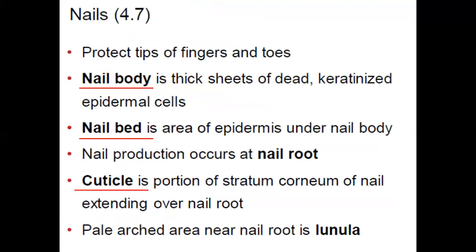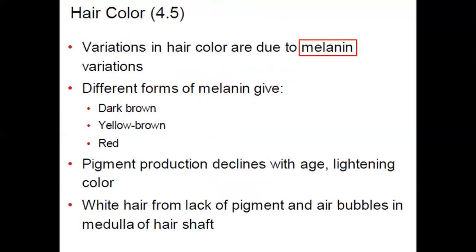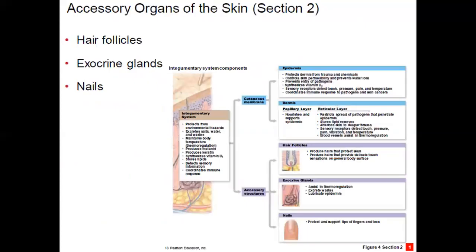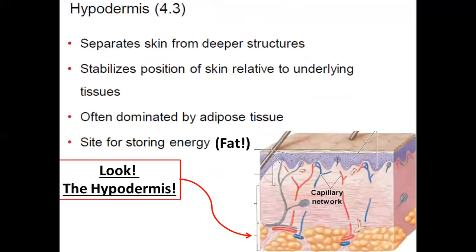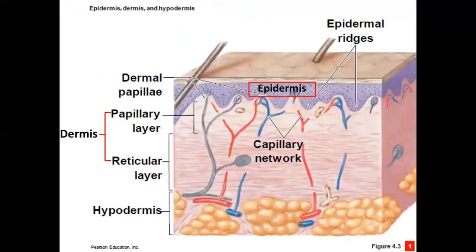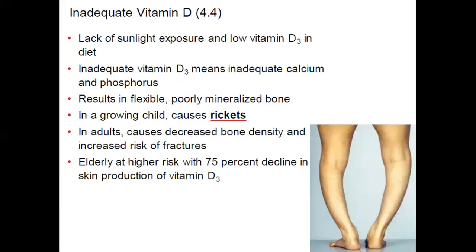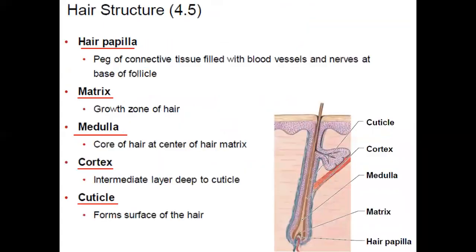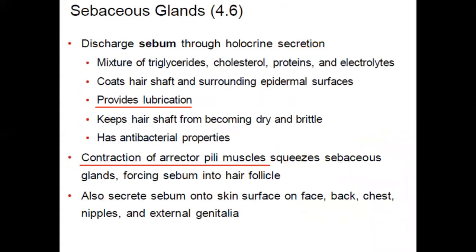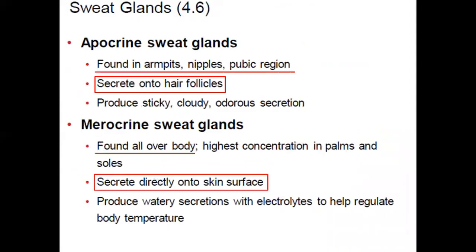So I want to say that's nails. I'm going to flip back for a second. I want to show you way back. In the figure of the skin, of the entire integumentary system, you should be able to identify an apocrine versus a merocrine sweat gland. I was hoping to have a figure here, and I don't think I do.